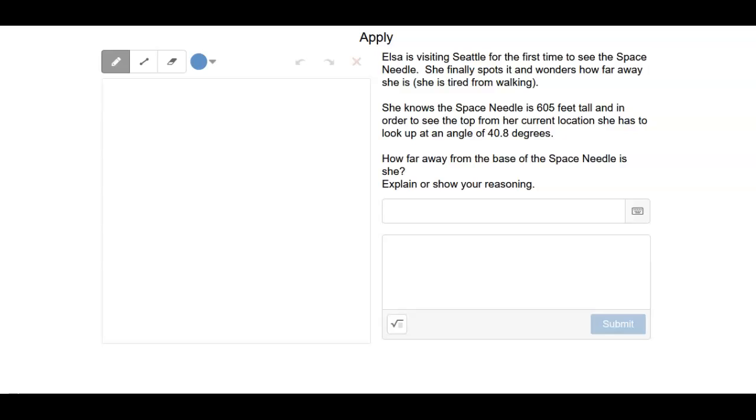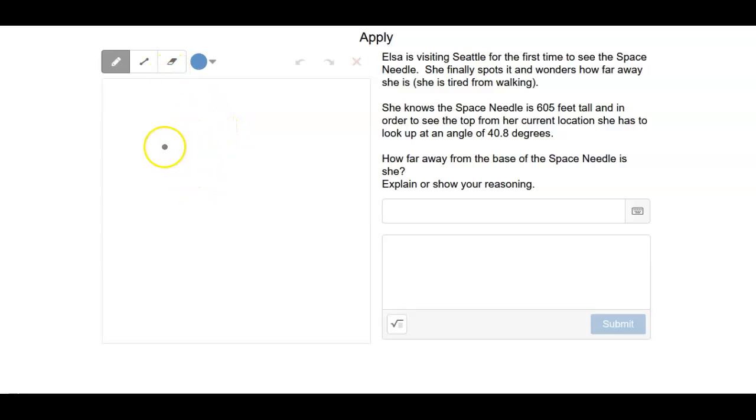Elsa is visiting Seattle for the first time to see the Space Needle. She finally spots it and wonders how far away she is. She's really tired from walking. She knows the Space Needle is 605 feet tall, and in order to see the top from her current location, she has to look up at an angle of 40.8 degrees.